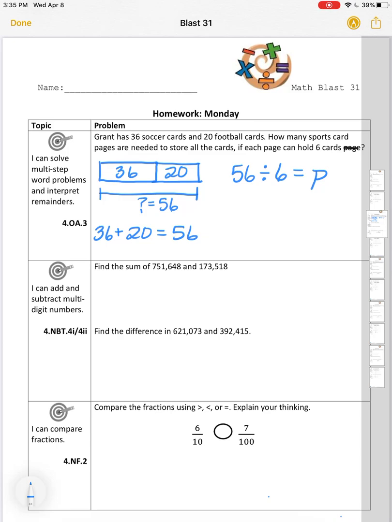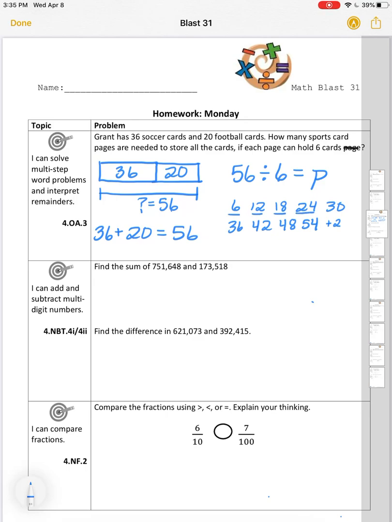I'm going to use skip counting to help us out here. I can say 6, 12, 18, 24, 30, 36, 42, 48, 54, and if I did another group, I'd be at 60. So we don't have enough to make another group, but we do have 2 more cards there. So I'm going to note that.